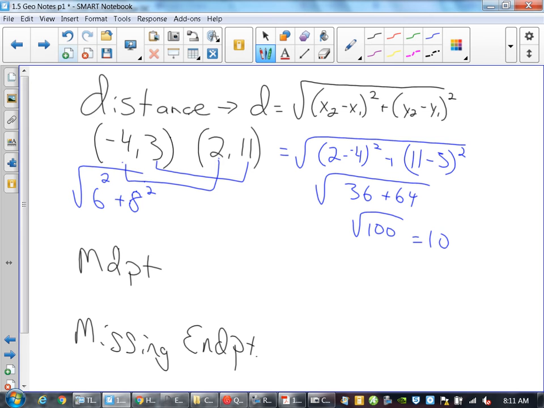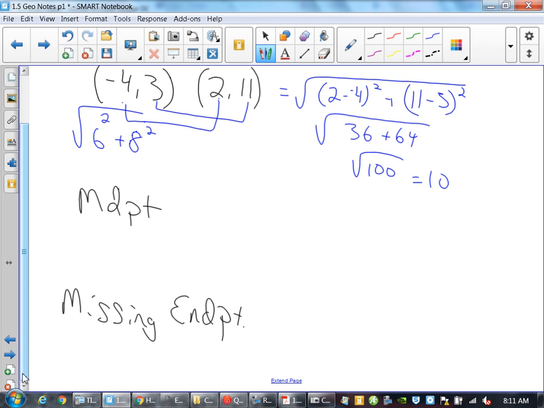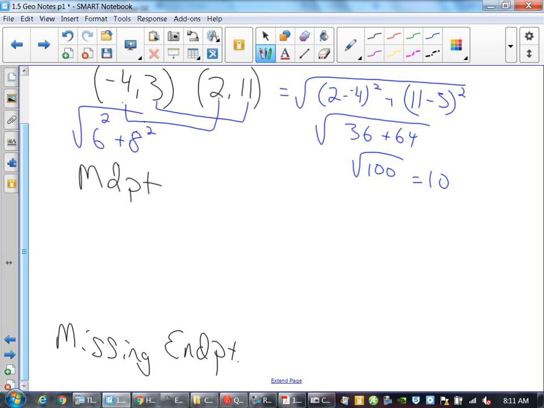Now, what do you do with midpoint? We figure out the distance, then don't we divide it by 2? Yes. You take your x values, add them together, and cut it in half. Yes, ma'am? How is 10 the same as 6? It's 6 squared plus 8 squared. And then 36 and 64 is 100. You take the square root of 100, and that's where it comes from.